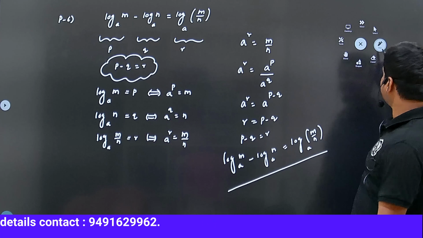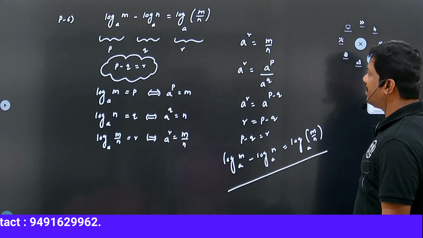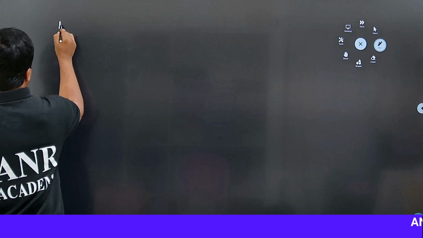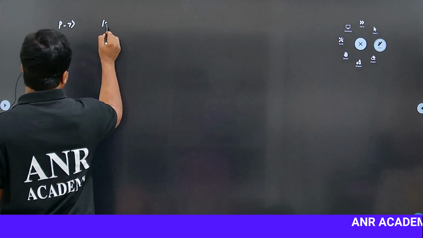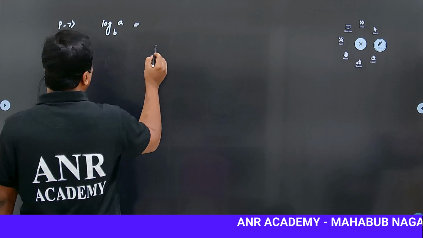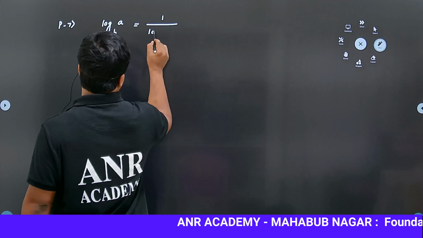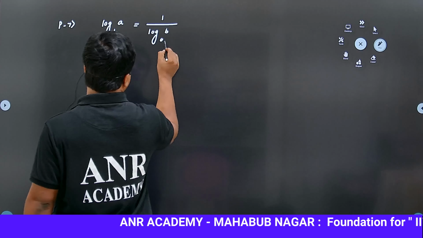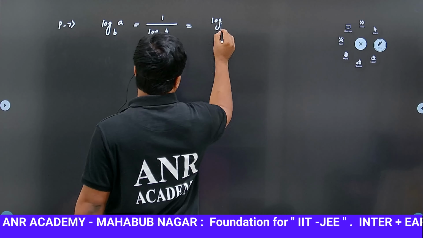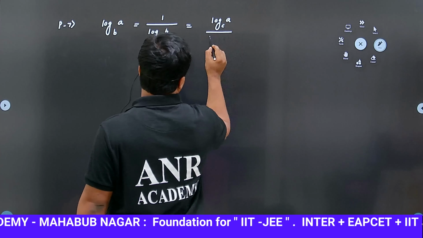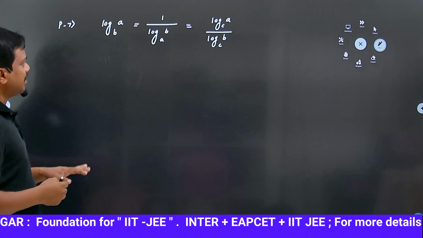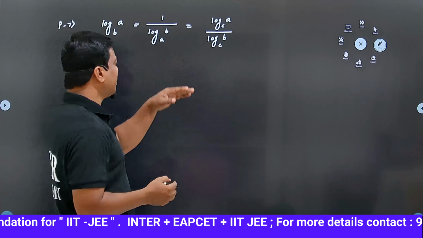Next we go for another proof. Property number 7: log a base b can be written as 1 by log b base a, which is also equal to log a base c by log b to the base c. Let us see the proof of the first one and then we go for the second one.